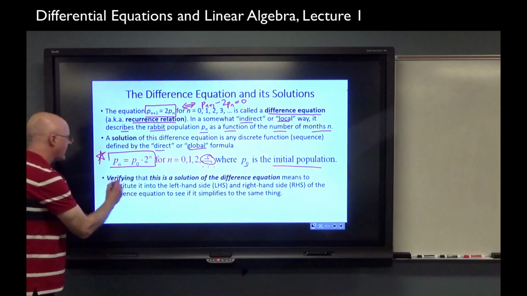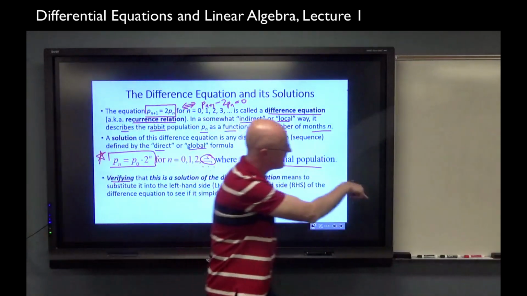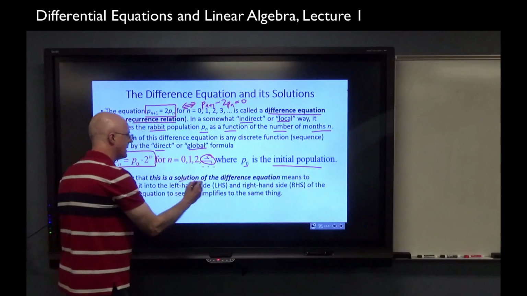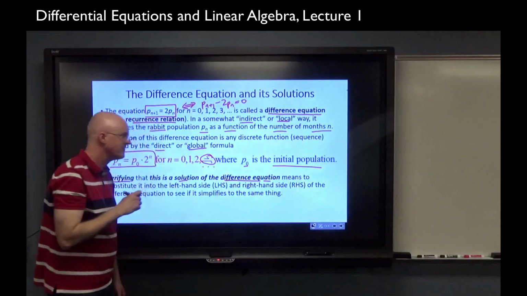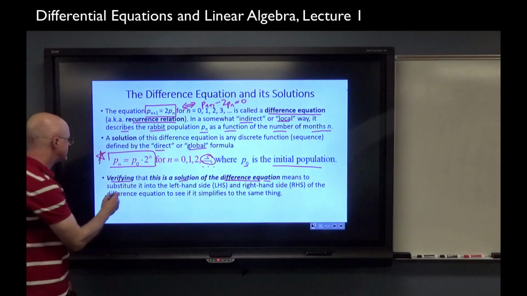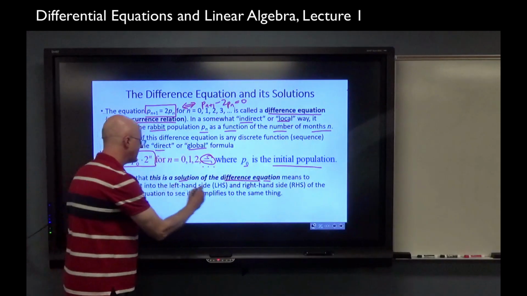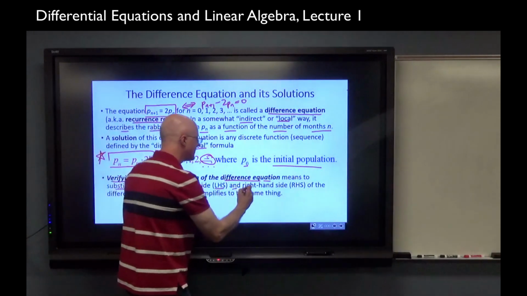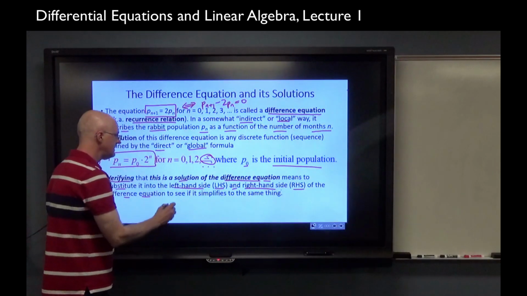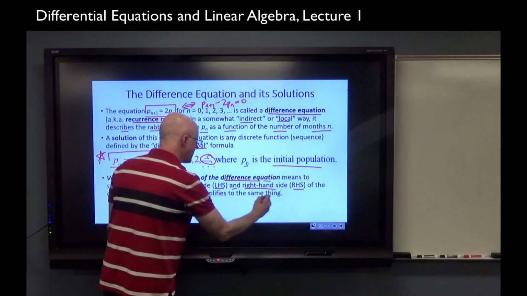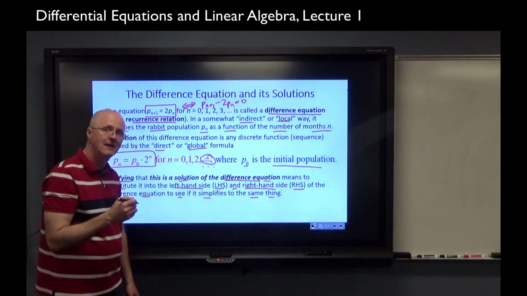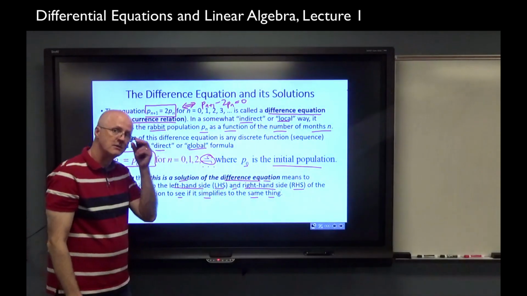Okay, here we come back to verifying it. Remember what I did in the board, but I erased over there? How do you verify this is a solution of the difference equation? Just like with the differential equation that was on the board, we want to substitute it into the left-hand side, LHS, and into the right-hand side, RHS, of the difference equation, to see if it simplifies to the same thing as a function of n. For the differential equation, it was a function of t.